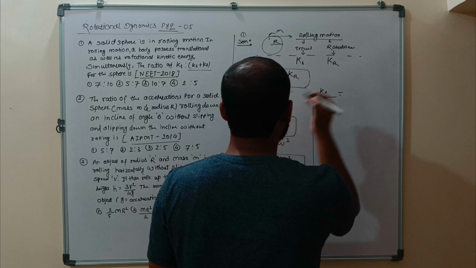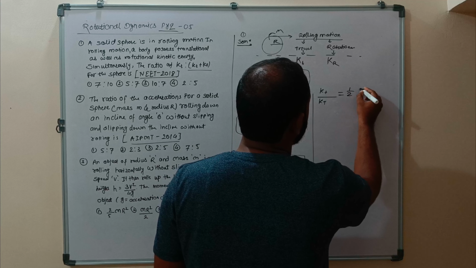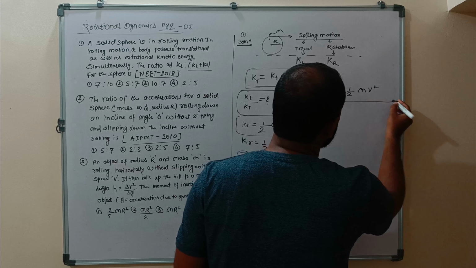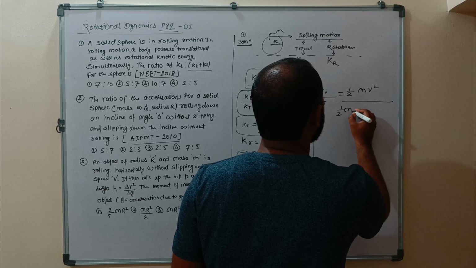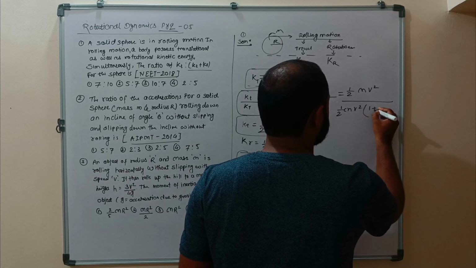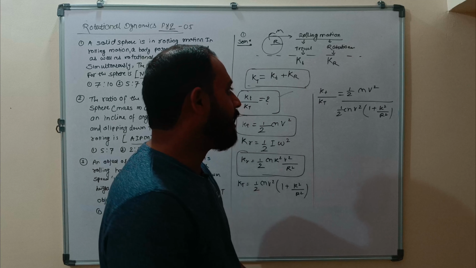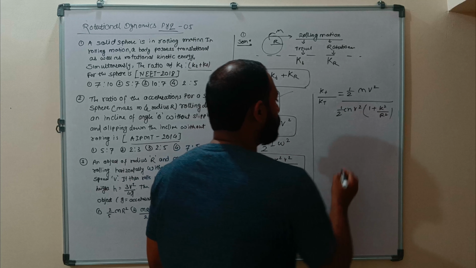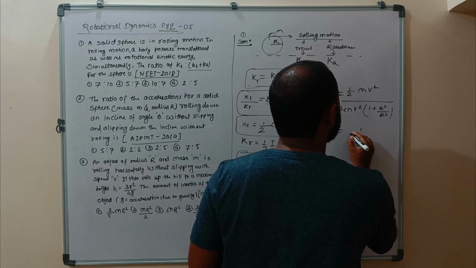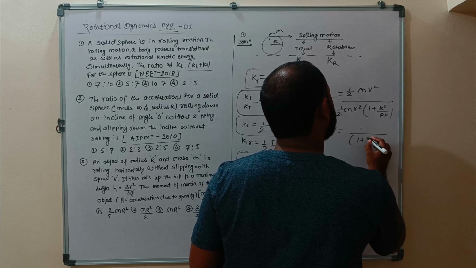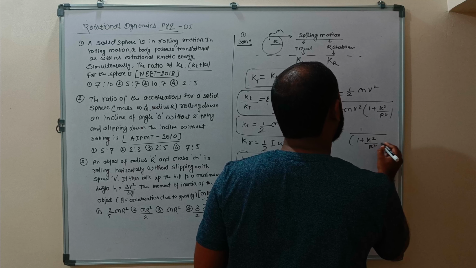What is the formula for translational? Half mv square. What is the formula for total? Half mv square is common, and then 1 plus k square by r square. Now you can easily see that the half mv square gets cancelled. What remains in the numerator? 1, and in the denominator 1 plus k square by r square.